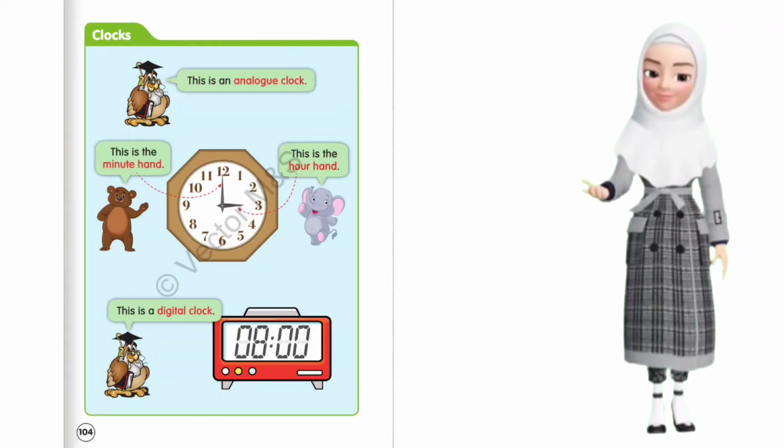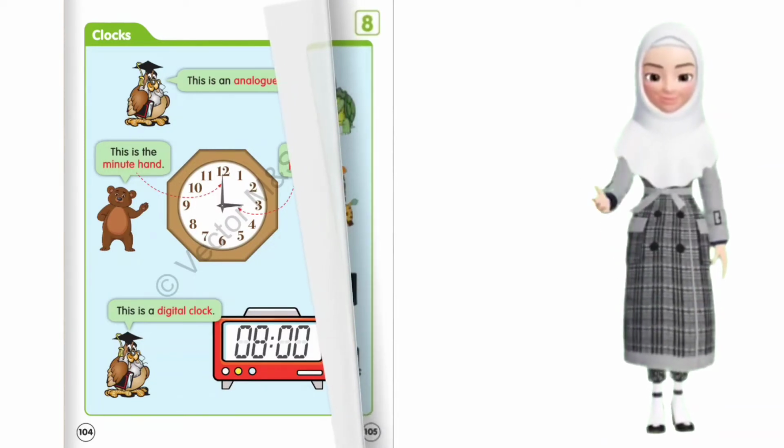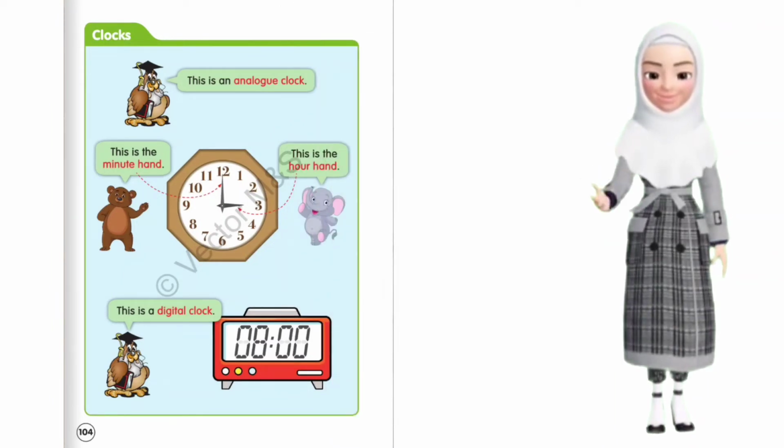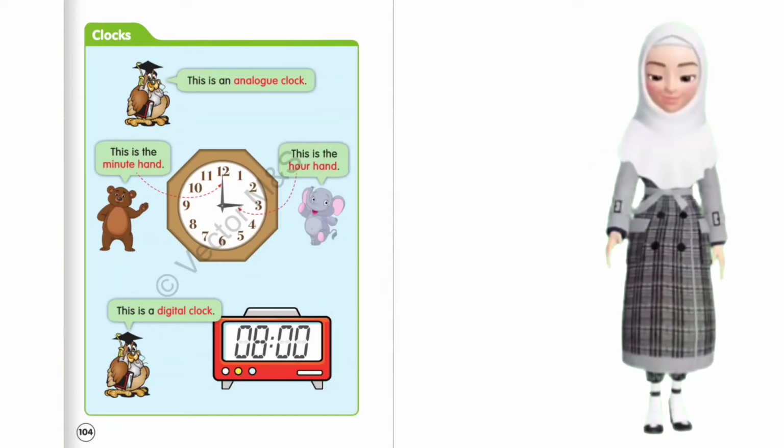And the second picture is digital clock. They aren't hands clock like analog clock. They are numbers of hours and minutes. We usually put the clock on the table.